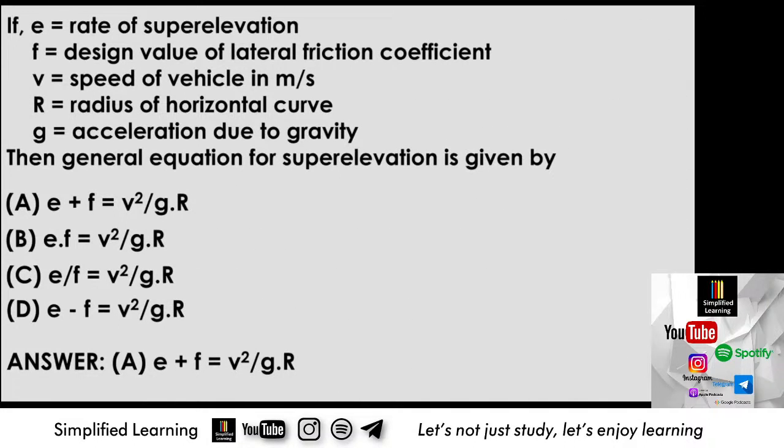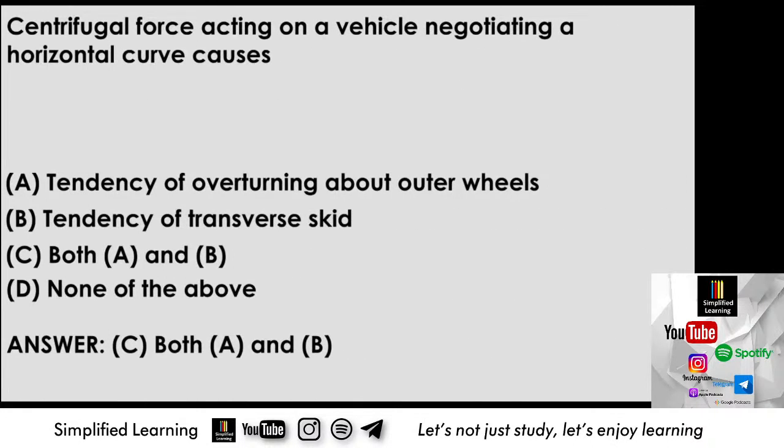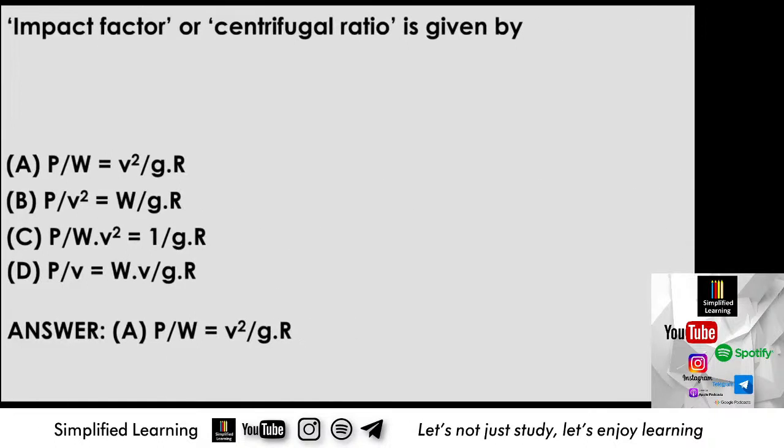Then if e is the rate of super elevation, f is the design value of lateral friction coefficient, v is the speed of vehicle in meter per second, capital R is the radius of horizontal curve, and g is acceleration due to gravity, then the general equation for super elevation is given by e plus f is equal to v square divided by g into R. Centrifugal force acting on a vehicle negotiating a horizontal curve causes a tendency of overturning about the outer wheel as well as a tendency of transverse skid. Impact factor or centrifugal ratio is given by P by W is equal to v square by g into R.